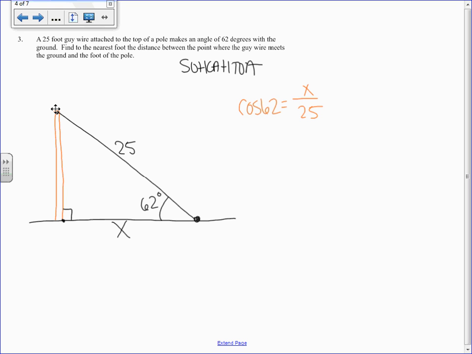This is an equation, we eliminate denominators, so multiply both sides by 25. 25 times the cosine of 62 is going to give me my x value. I'm rounding to the nearest foot. Make sure you are in degree mode. Cosine 62. I'm going to round up, so 12 feet. It is 12 feet away. Perfect. On to the next.